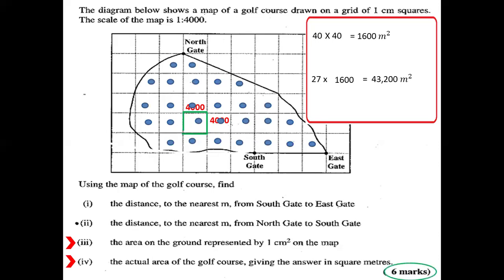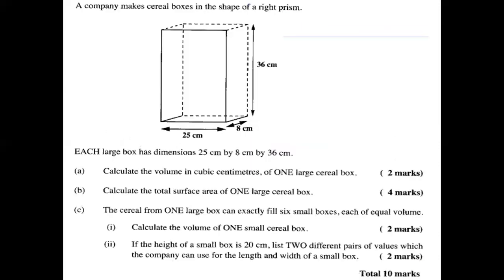That completes our question. And we're off now to our final question in measurement. See? Easy. A company makes cereal boxes in the shape of a right prism, and our dimensions are given: 25, 8, and 36. Each large box has dimensions as given. Calculate the volume in cubic centimeters of one large cereal box.